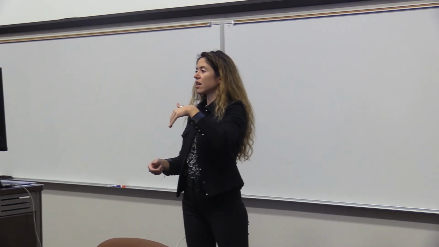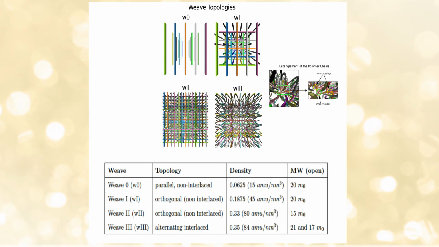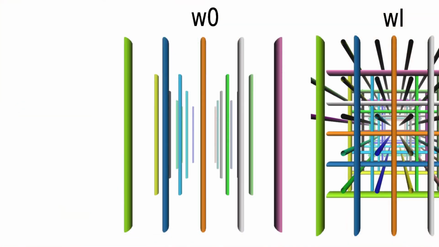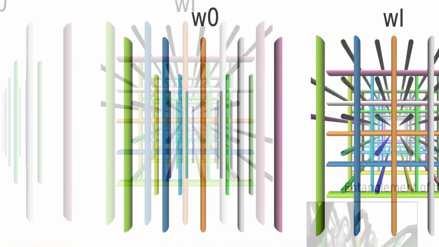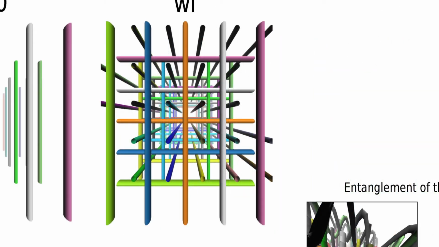So what we will do is we will look at 4 different systems. They will have a form of a weave. The first one, the weave 0, will be just parallel curves. The second one will be an orthogonal weave, okay? So parallel curves in 3 directions.